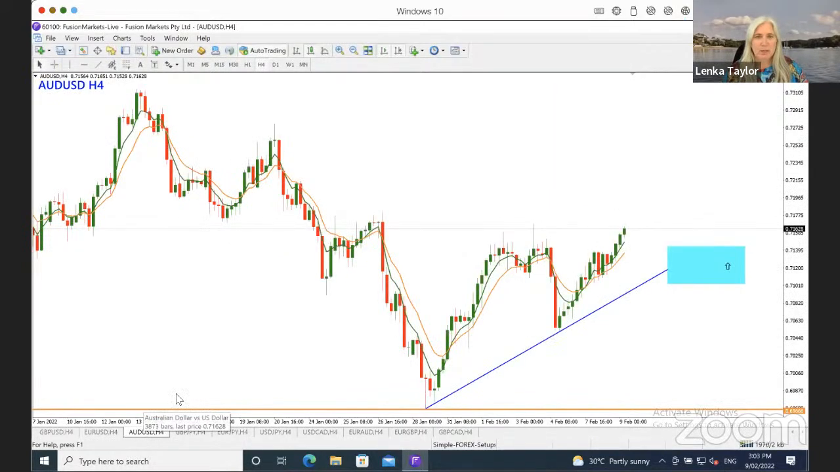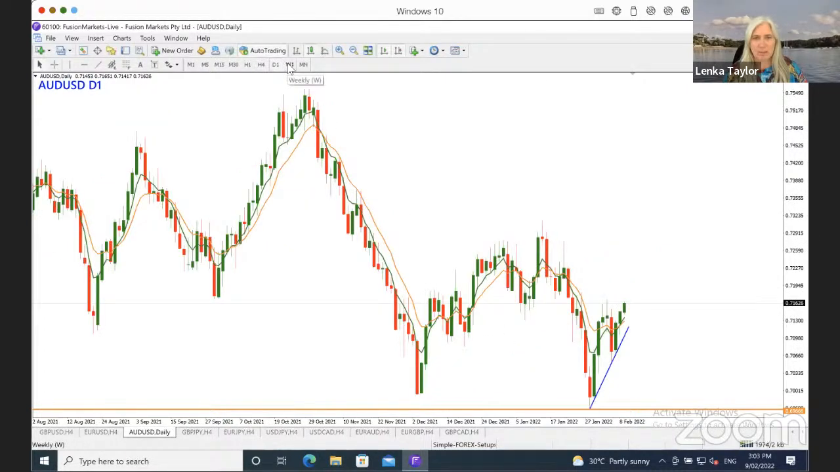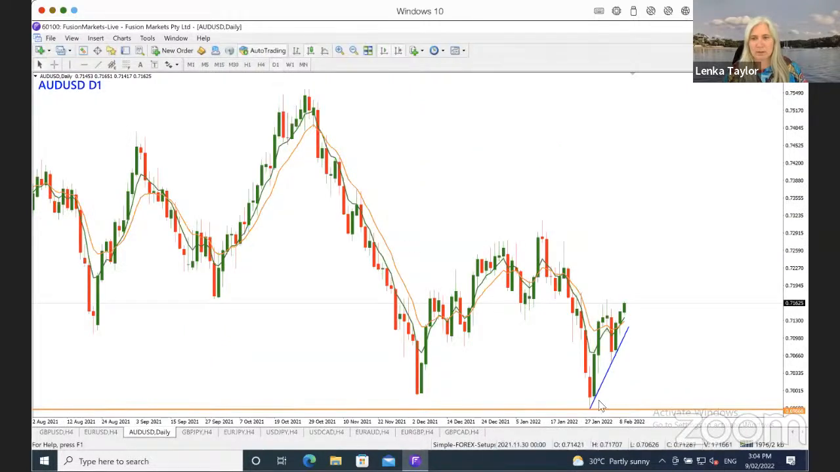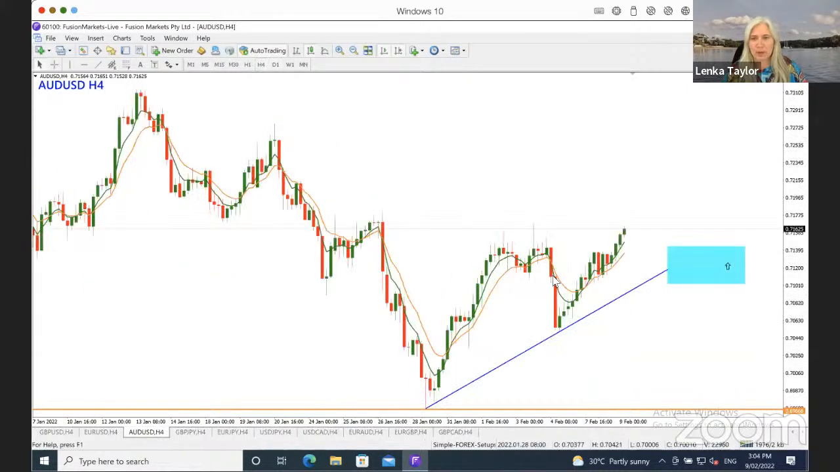Next currency pair, looking at AUDUSD. So this is now going up. So looking for long opportunities off that support level there. On the 4-hourly, I don't see a setup at this point in time.